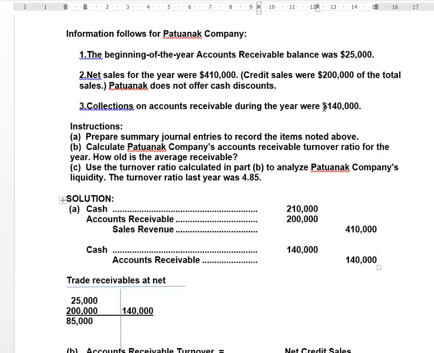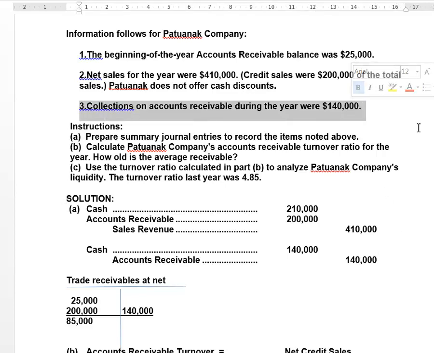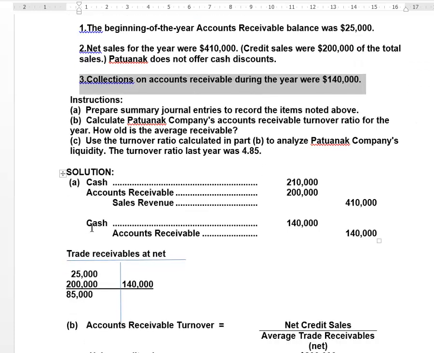Now we also know that during the year we collected $140,000 on those accounts receivable, so we're going to debit cash for the amount we collected and credit the accounts receivable for $140,000. So we've done Part A. Now we have to calculate the receivables turnover ratio.